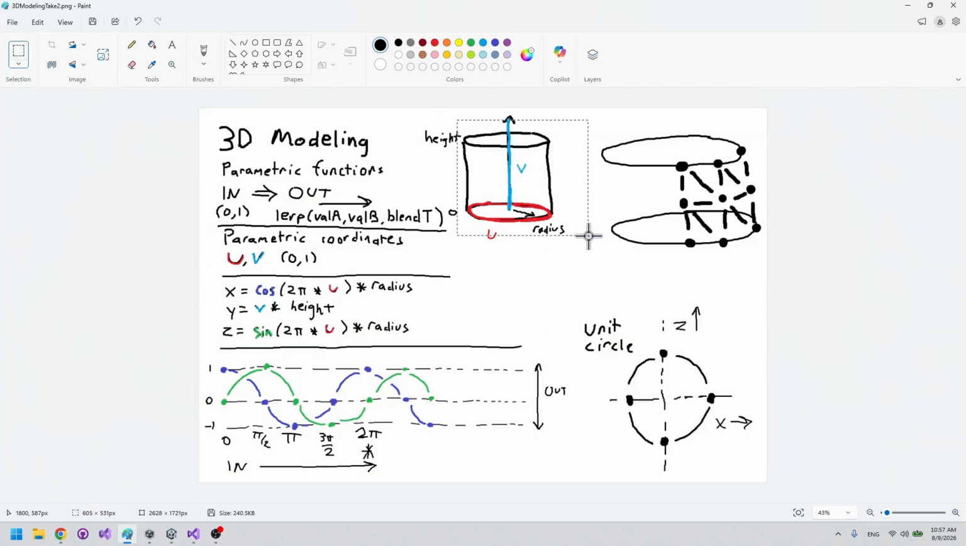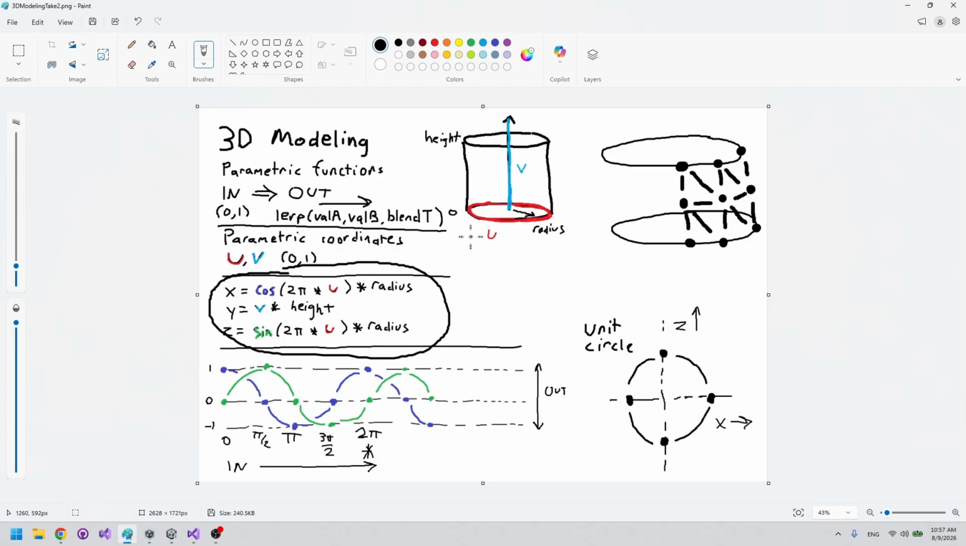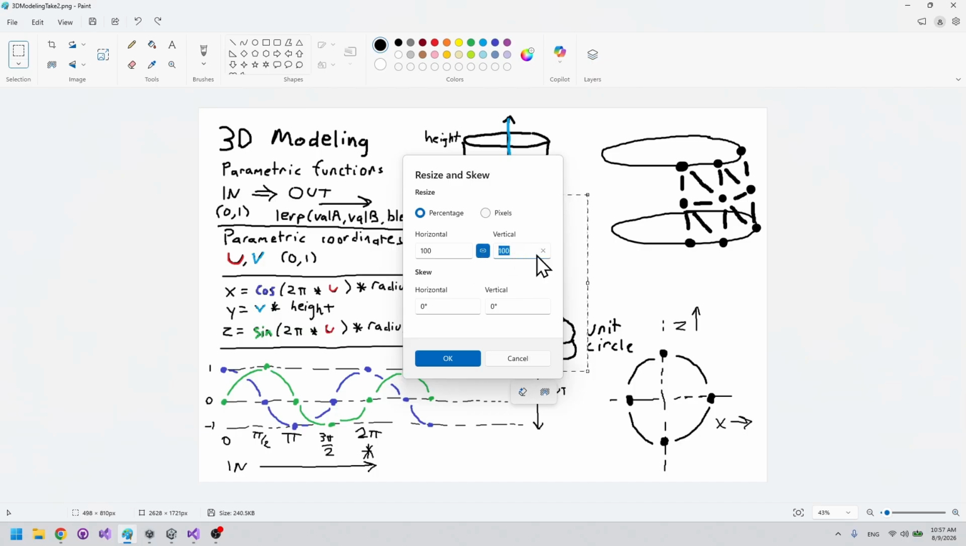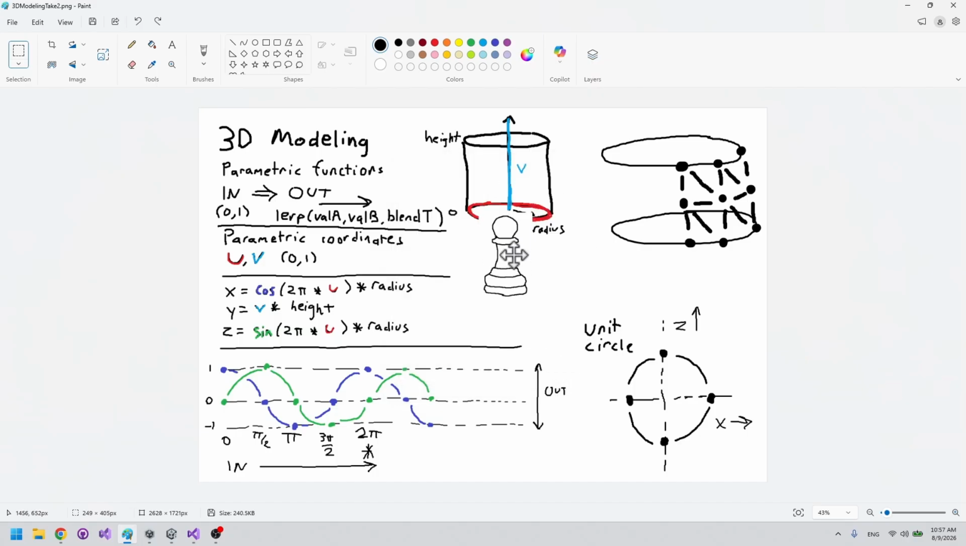And now I did promise at the start of this lesson that we would not just be making a tube. And so one simple way we can do this is to change these values that we're getting out of this parametric function output from our same input. We can get a different shape than just this tube. And so what I have in mind for that is, let me just paste this in. This is a drawing that I kind of made off screen, and it's a chess piece, it's a pawn.